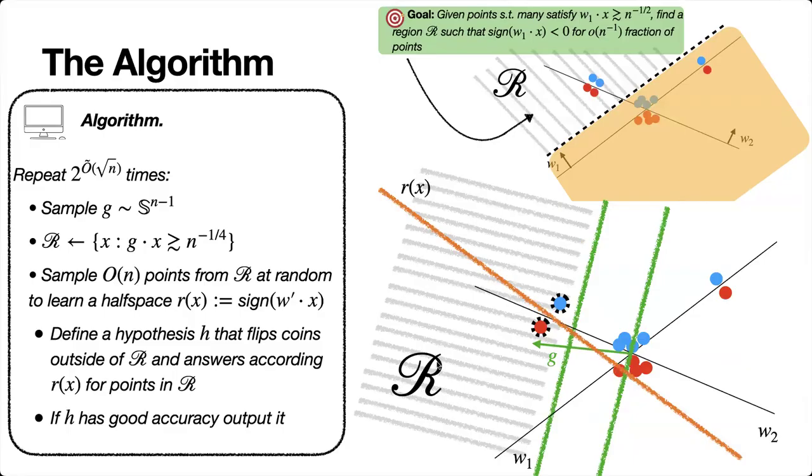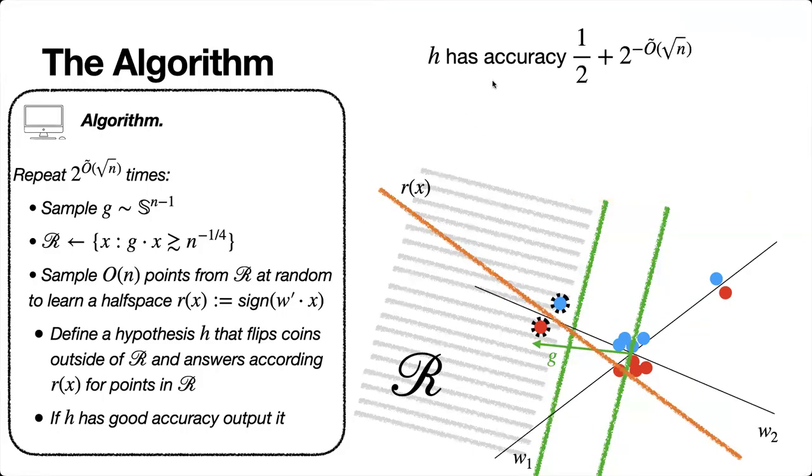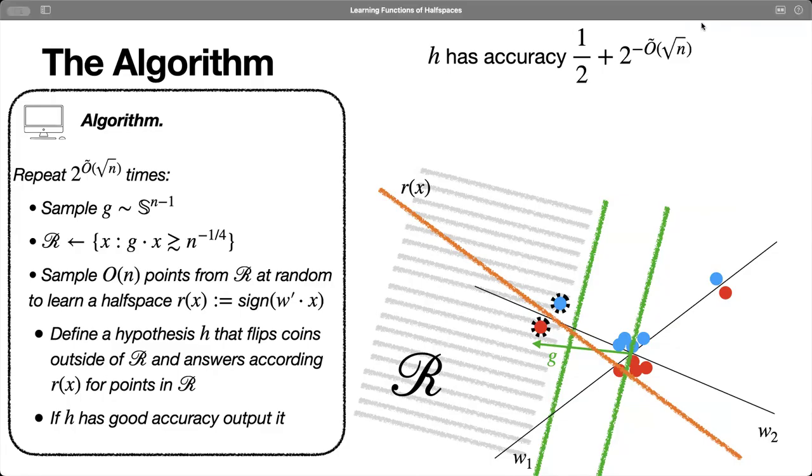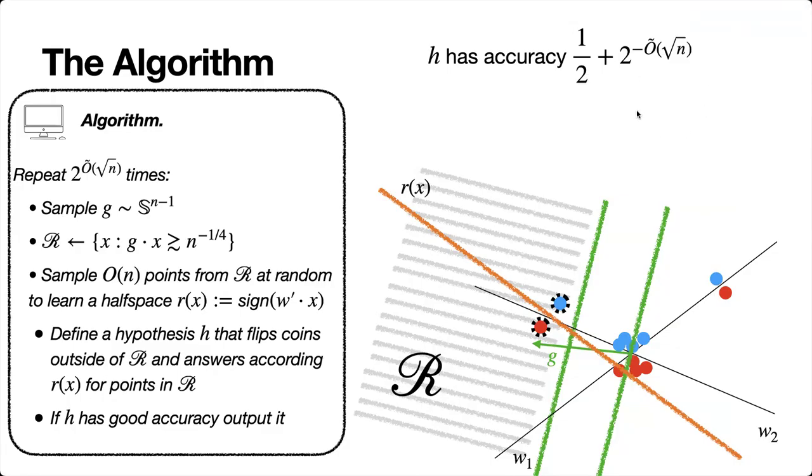And so I can form a good hypothesis by flipping a coin outside of R and labeling points in here according to R of x. Its advantage, as we discussed, will be: outside of R, I get nothing. Inside of R, I get everything correct. So I expect to do better than random by roughly the size of R, which is a 2 to the minus root n fraction. And so I can use a boosting result, which will require me to call this algorithm roughly 2 to the root n times. Each call will take 2 to the root n time. And so I'll end up with an algorithm that runs in 2 to the root n time as promised.